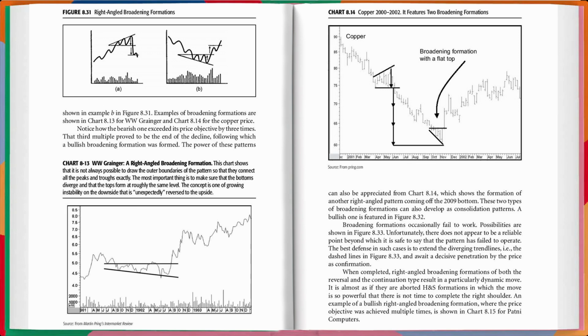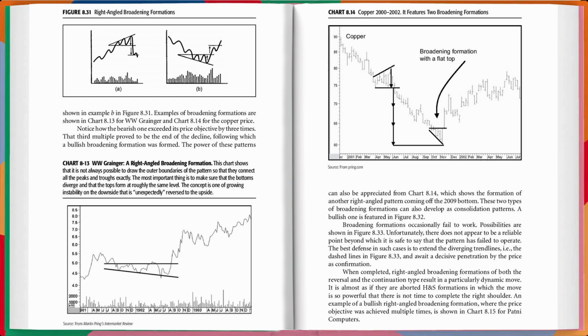Examples of broadening formations are shown in Chart 8.13 for W. Granger and Chart 8.14 for the copper price. Notice how the bearish one exceeded its price objective by 3 times. That third multiple proved to be the end of the decline, following which a bullish broadening formation was formed. The power of these patterns can also be appreciated from Chart 8.14, which shows the formation of another right-angled pattern coming off the 2009 bottom.